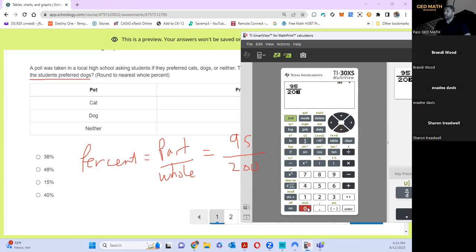95, hit the down arrow, 200, hit the right arrow. But guess what? Mr. Tinsley also showed me, because I went through his ebook, how I can change this directly to a percent. I'm going to hit second and hit the right parenthesis. Bam.